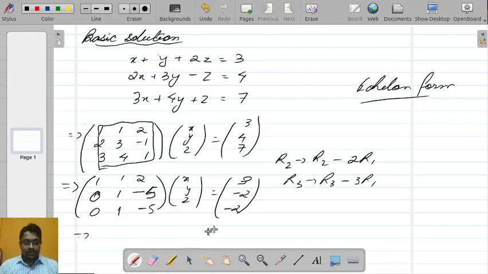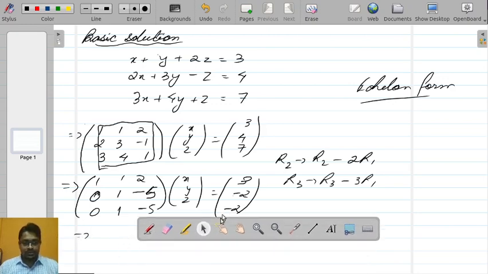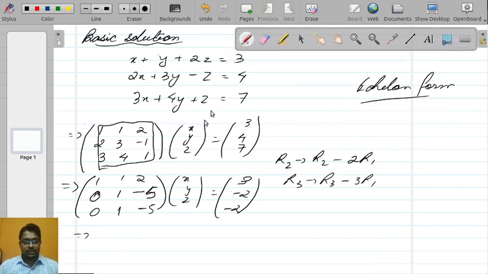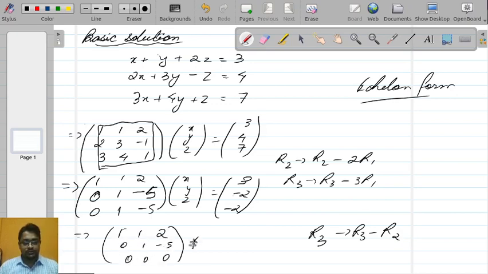And the last one I can do this way: you see the third row and the second row are equal, so R3 changes to R3 minus R2. So it's 1 1 2, 0 1 minus 5, and 0 0 0, multiplied with xyz. This is equal to 3, minus 2, 0.